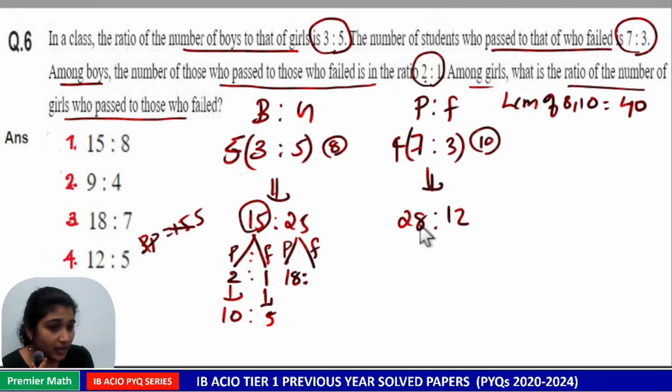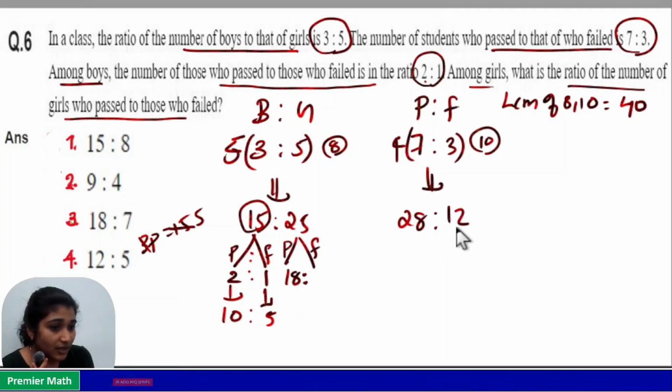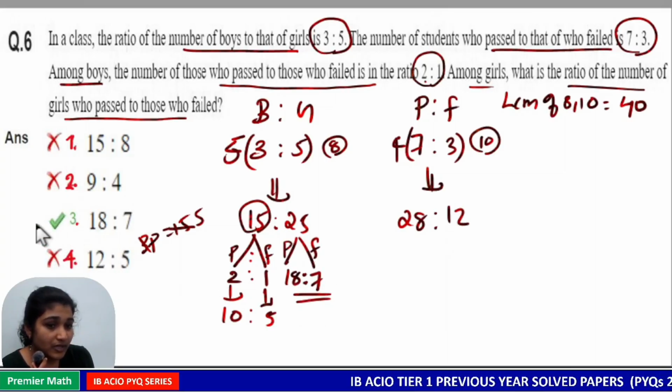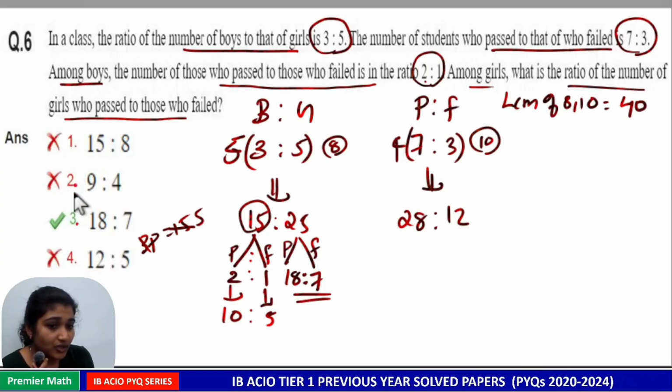And here total failed students are 12, out of which 5 are boys. Then the remaining 7 are girls. So 18 is to 7 is the ratio. Among girls, the pass to fail ratio is equal to 18 is to 7. Option 3 is your answer.